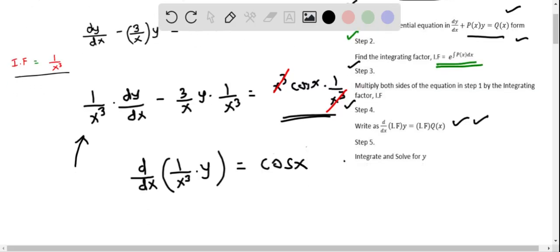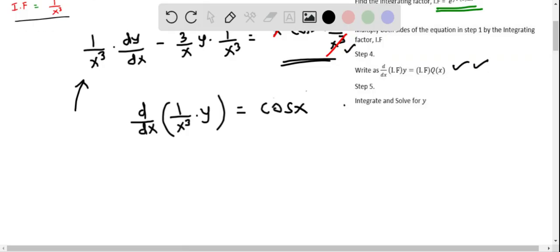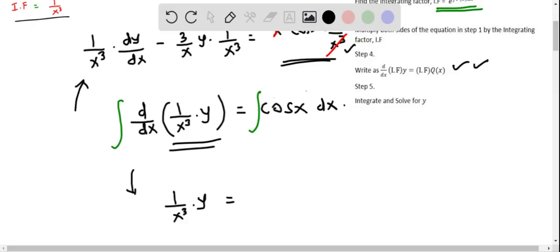And finally, in step 5, we have to integrate both sides of this equation so that we solve for y. So let's integrate both sides. Notice that the integration of a derivative function gives us only the expression inside the derivative. Therefore, when we integrate this side, we will get only 1 by x cube times y, and this equals, we have a dx over here, the integration of cos x, which is sin x plus the integrating constant, which we put as c.